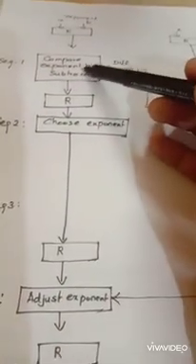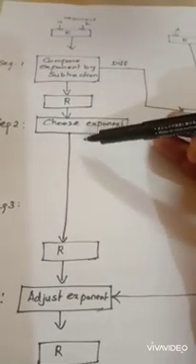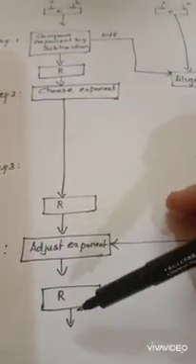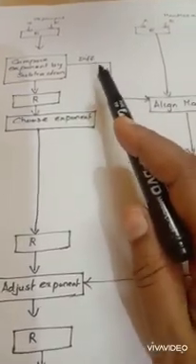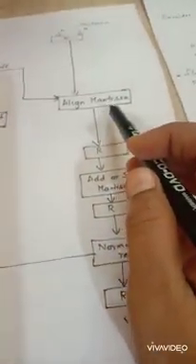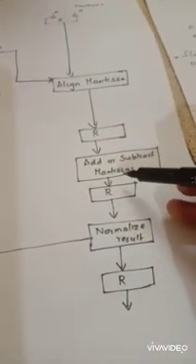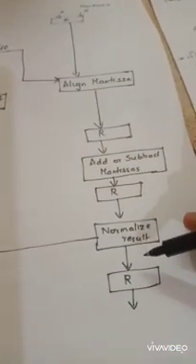Suppose the exponents are the same, then choose the exponent, adjust the exponent and store it in the register. If you have a different value only, we align the mantissa and after that add or subtract the mantissa and normalize the result.